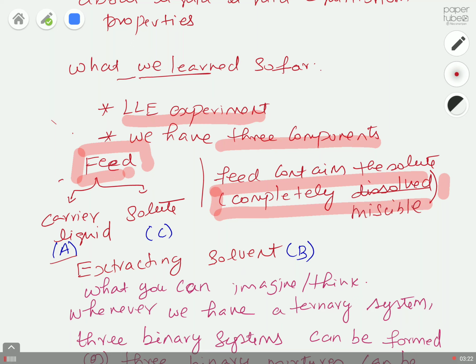And then you need to give some notations. Throughout this lecture, or until we finish this topic of liquid extraction, I'm going to stick to the same notations. For carrier liquid, we are going to give the notation A, and for the solute we are going to give the notation C, and for the extracting solvent that we are going to add to extract the solute from your carrier liquid, we are going to give the notation B. So B means your extracting solvent, C means your solute, and for the carrier liquid we are going to give the notation A.